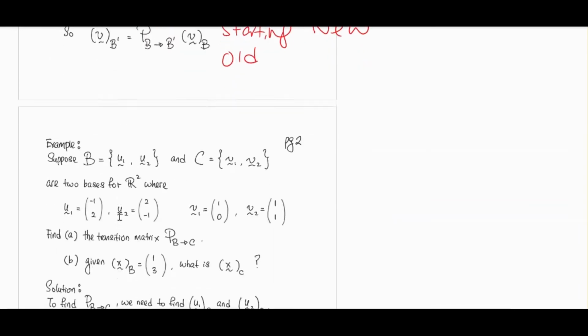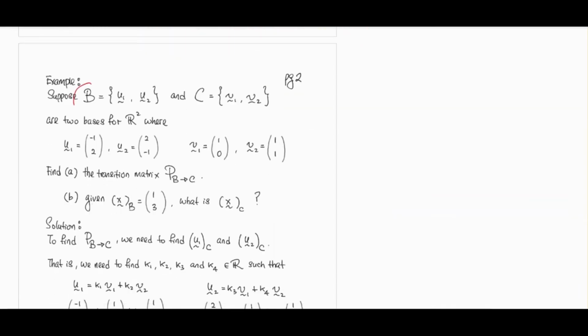And let's start by looking at this example, okay? As you can see, I purposely rewrote this basis. I didn't use B and B prime anymore. I am still working on the vector space of dimension 2. We can tell that because there are two vectors right here. So we have this basis B and basis C. These are two bases for R2.